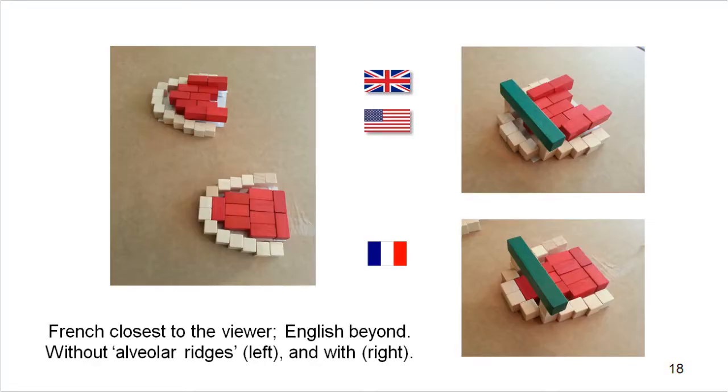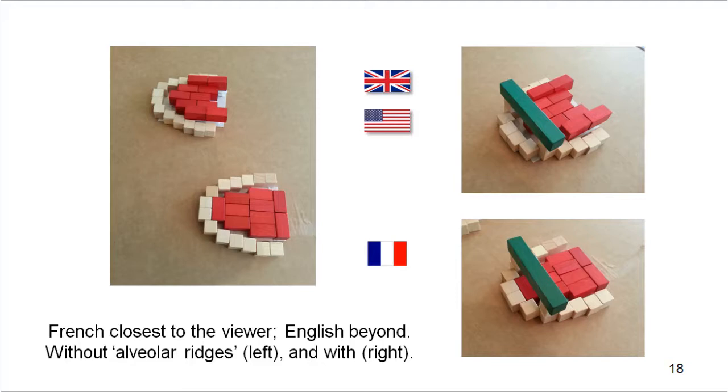We're comparing English to French with these models, but the French tongue position is similar to that adopted by speakers of most of the world's languages, so the models have general applicability. In both pictures, the model for French is nearest to us, the English one is further away. On the left-hand side, we can see the mouths without alveolar ridges, and it's clear that the two tongues have the same volume. Both are made up of 8 rods.